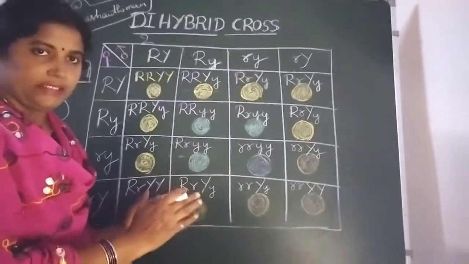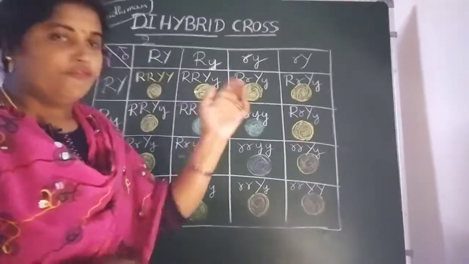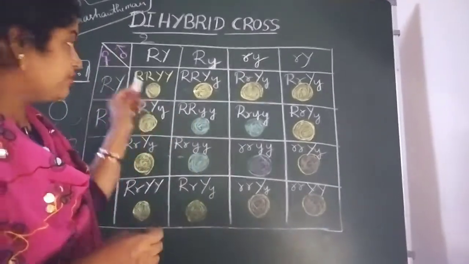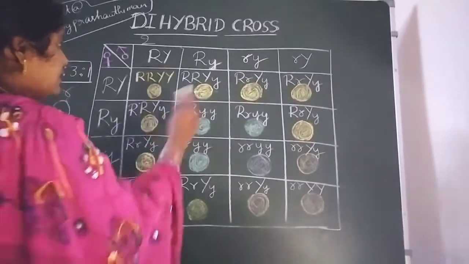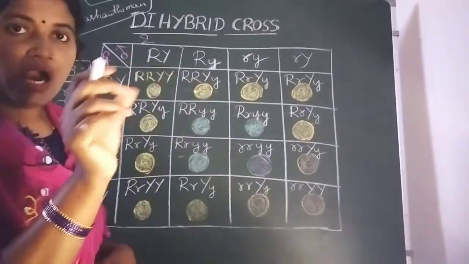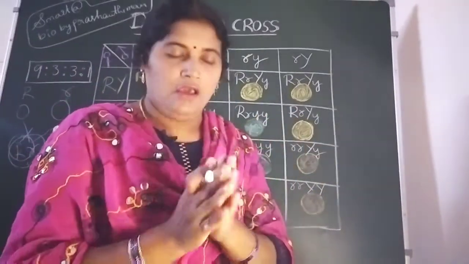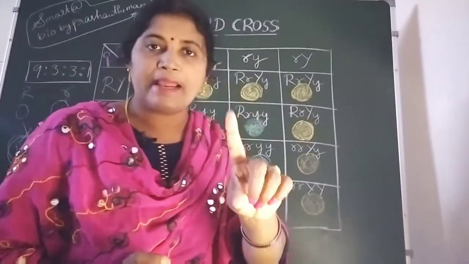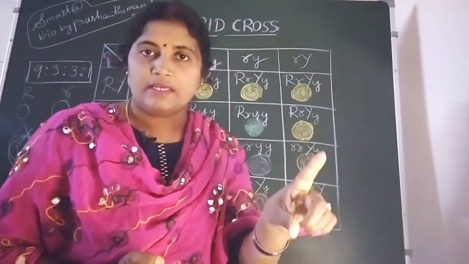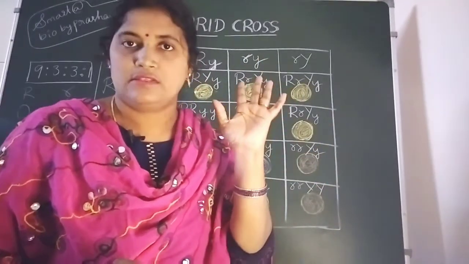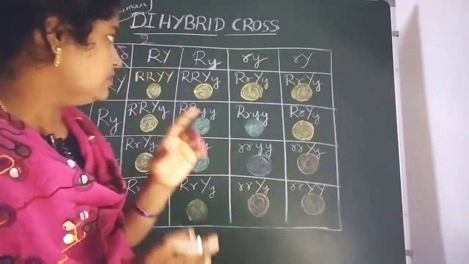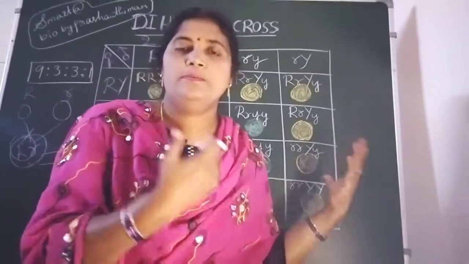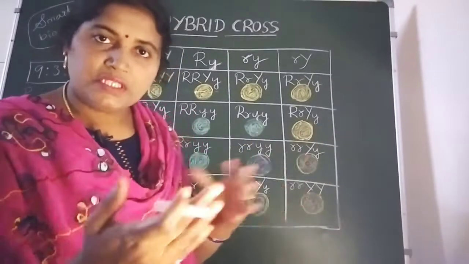In this Punnett square, we have taken 4 characters. In the presence of capitals, round and yellow, capital R and capital Y, anytime in the breed if there is one capital R or one capital Y, that character is shown. See here, the chances, the probabilities, we are seeing between the two characters.